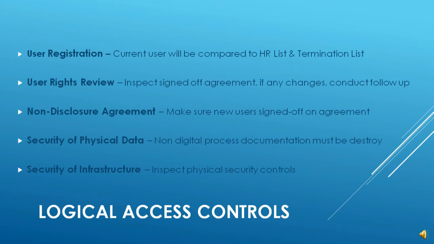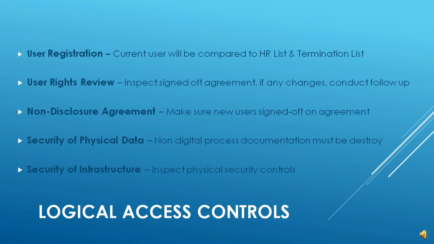The last control we have in place, logical access control, we want user registration. For the testing involved, we want the current user list to be compared to the HR list and also the termination list to make sure we have the right users having access to the database and the applications. The user rights review, we want to inspect the user rights that were signed off by the business owner, and if any changes occurred, we want to conduct follow-ups.